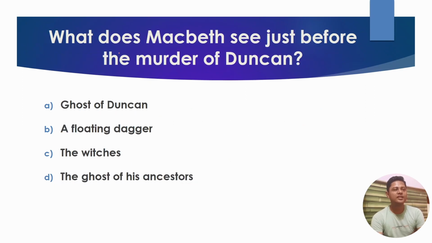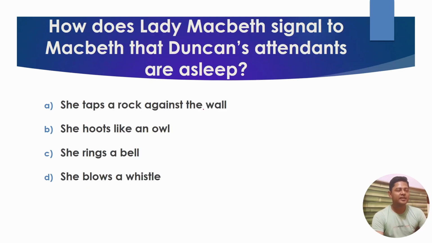The next question is, what does Macbeth see just before the murder of Duncan? So the correct answer is a floating dagger. This scene is very famously known as the dagger scene. The next question is, how does Lady Macbeth signal to Macbeth that Duncan's attendants are asleep? So the correct answer is, she rings a bell.